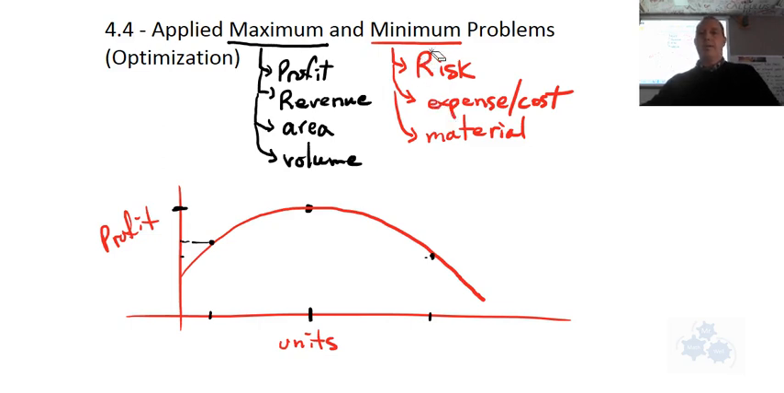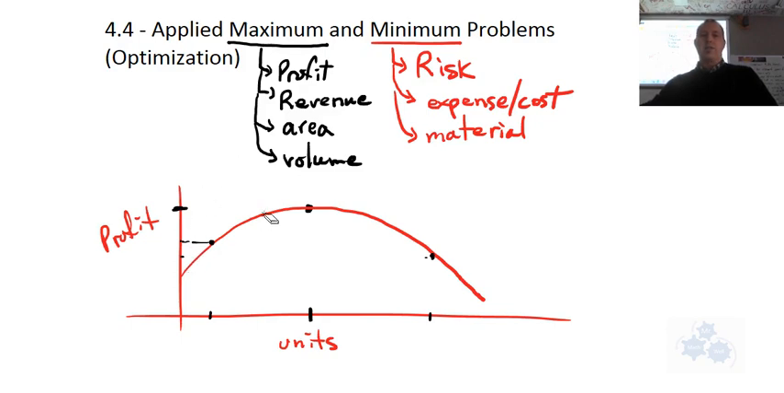We want to minimize things in life too, like risk or expense, cost, the material used for a specific volume. If you're given a volume and you want to know how much material you can get away with, using just a minimum amount of material for that volume.